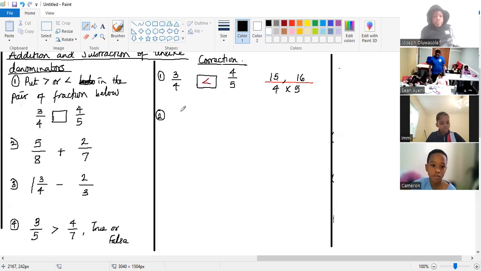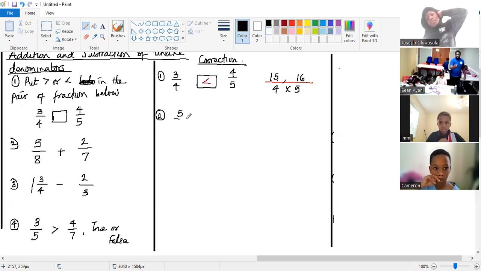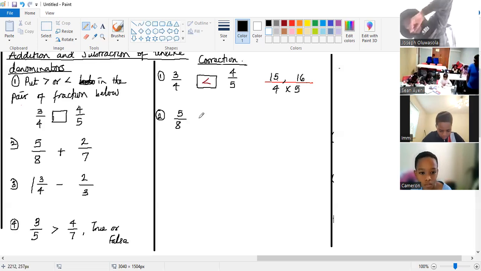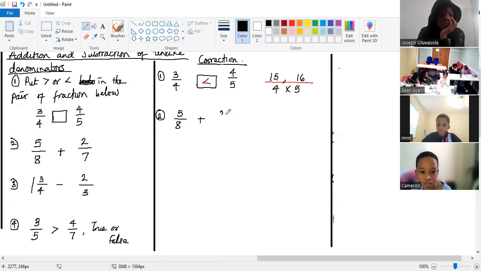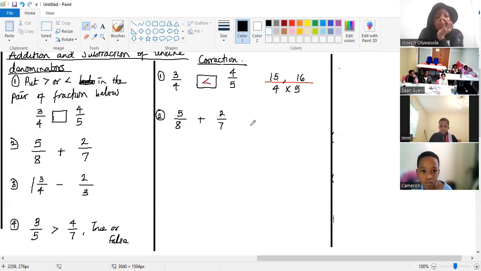Cameron, number 2. Number 2 is 5 over 8. Everyone focus on the screen. So, Cameron, what do we do? First, do you draw a line? We draw a line. Good.